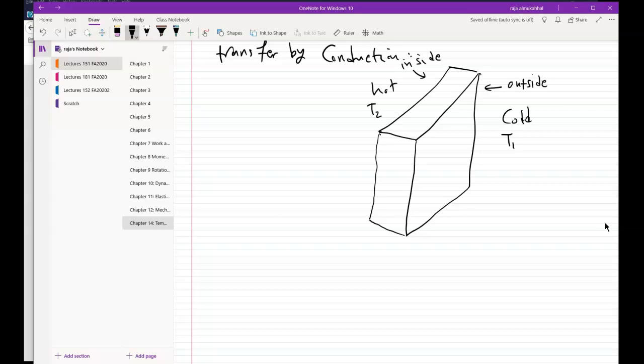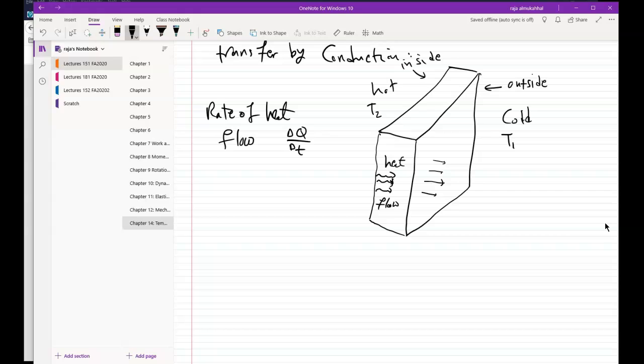Because inside is hot, part of that heat is going to flow through the thickness of the wall, and then it'll come out on the other side. The question is, what is the rate of heat flow? We are interested in this heat flow, which is basically delta Q over delta T.